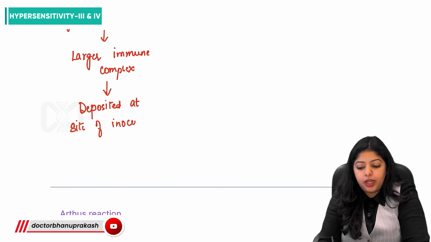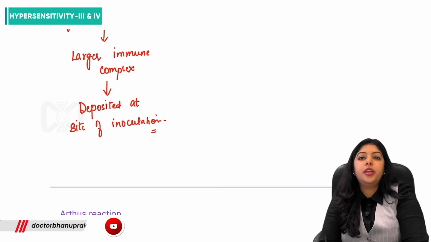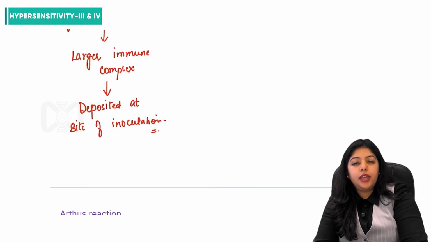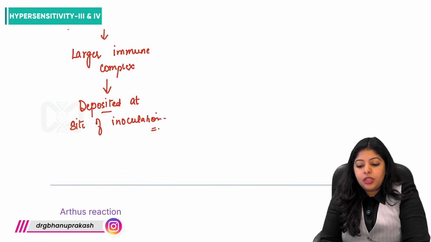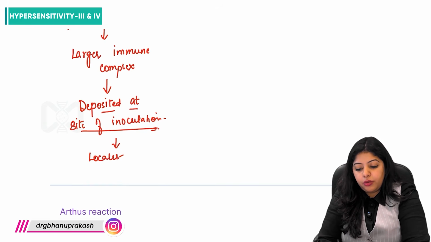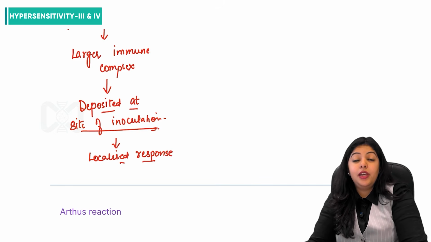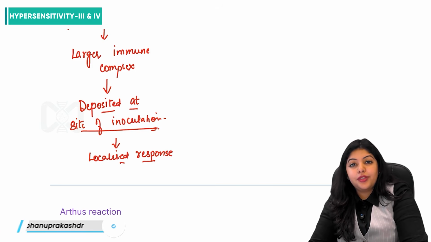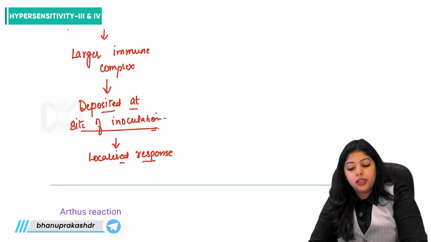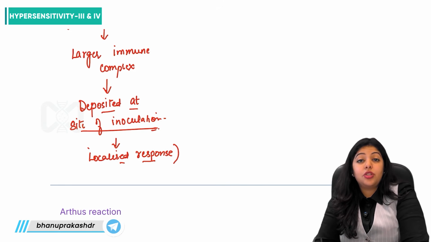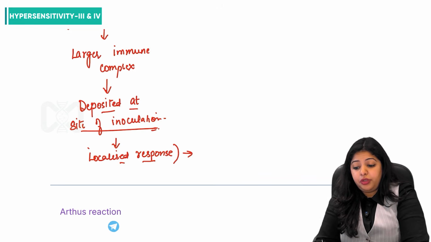or at a particular site where these antigen-antibody complexes will get deposited and they will be coated with the complement, right? So this leads to a localized response when the antigen-antibody complexes are large enough that they cannot travel to different sites, so they get deposited at the particular site and they cause localized tissue destruction, erythema or induration, etc. Right?